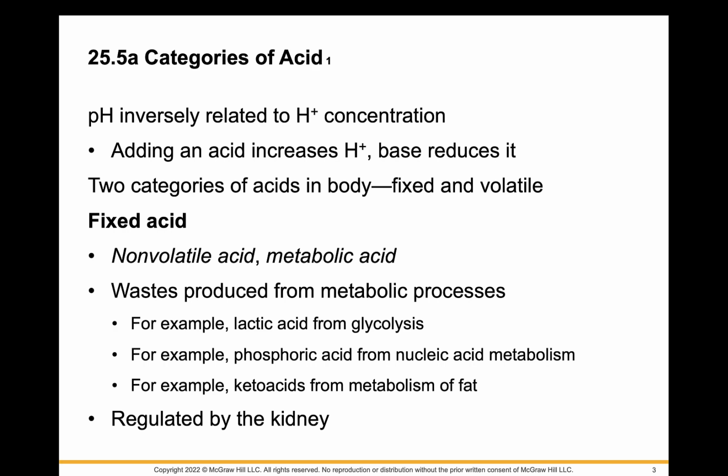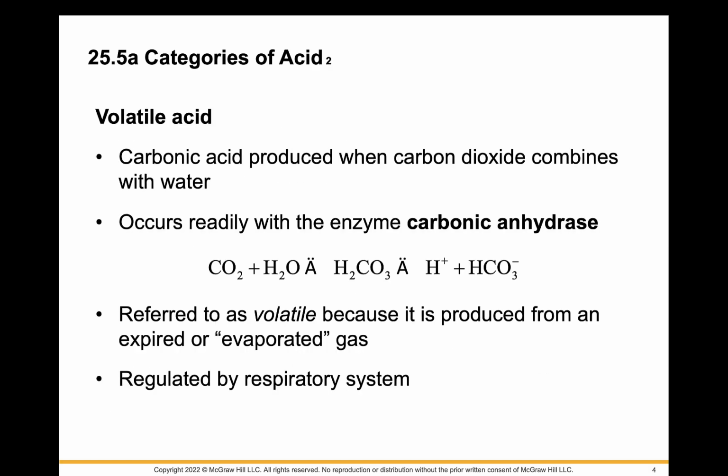The important thing to remember here is that the concentration of these fixed or metabolic acids is regulated by the kidney. Now, volatile acids: remember that carbonic acid is produced when carbon dioxide combines with water. This occurs on the red blood cells and is facilitated by the enzyme carbonic anhydrase. I'm not going to spend a lot of time on this equation because we covered this in detail in Chapter 23 when we talked about how CO2 is converted into bicarbonate ion, as that is the primary way in which it is transported within our plasma.